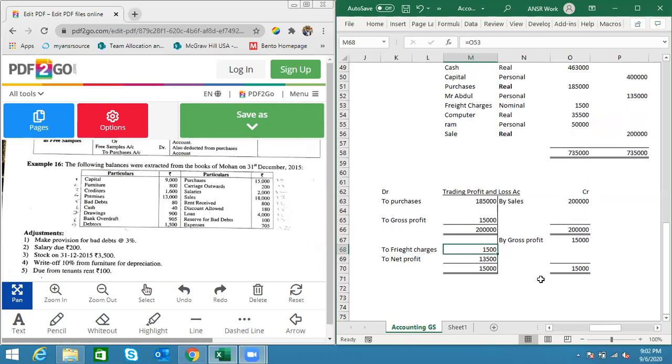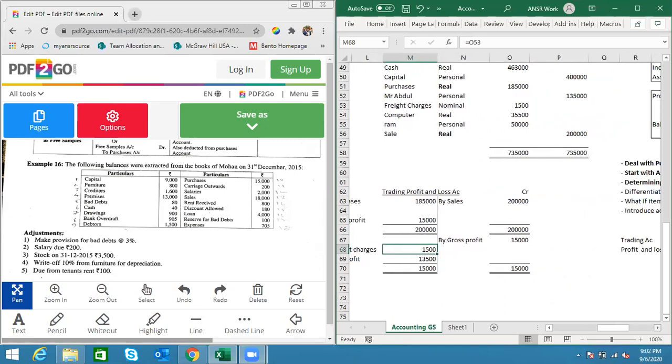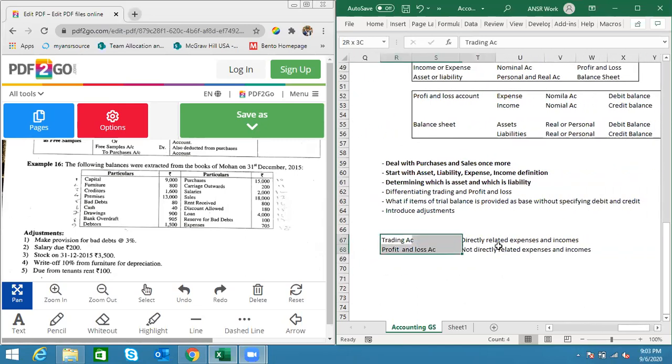Next time, could you please move the cursor? I just wanted to write down those rules for the trading account and profit and loss account. Sure. Absolutely.